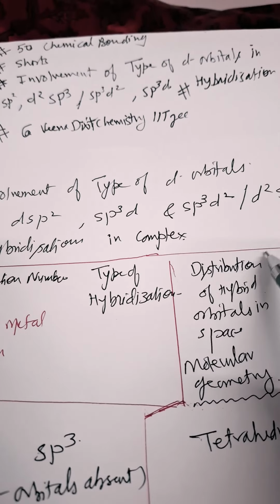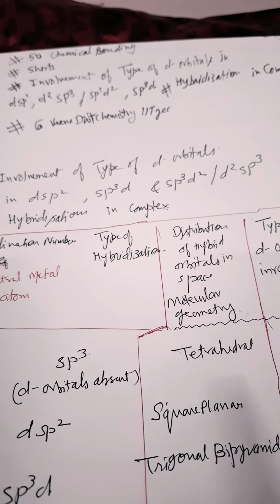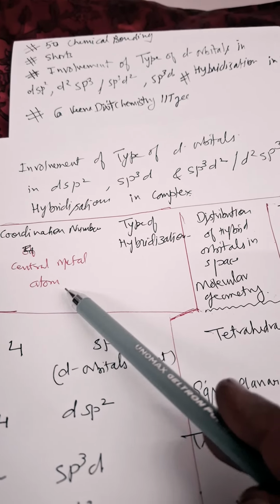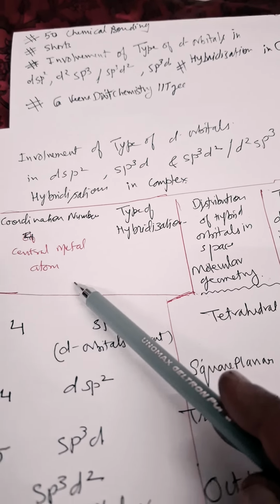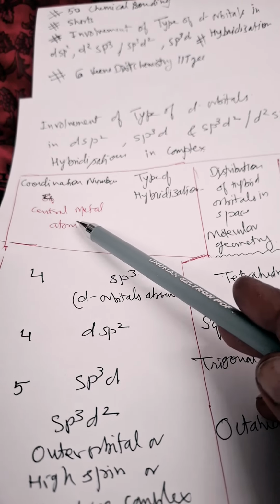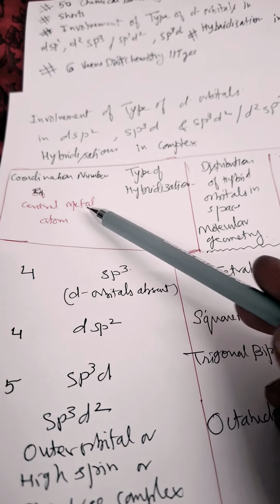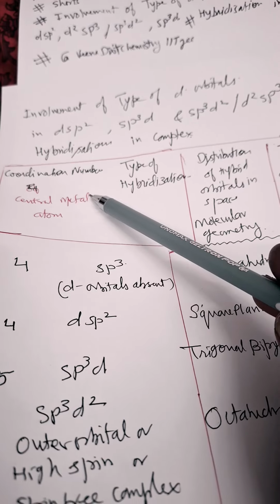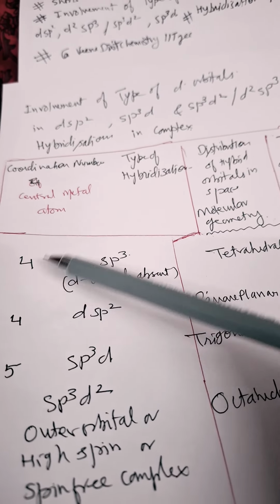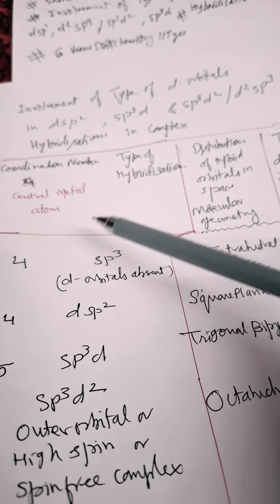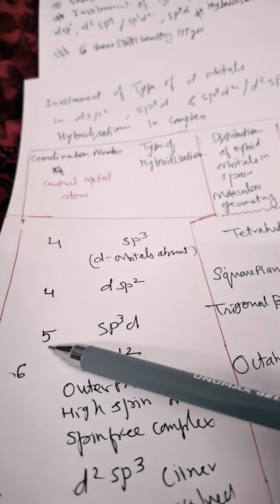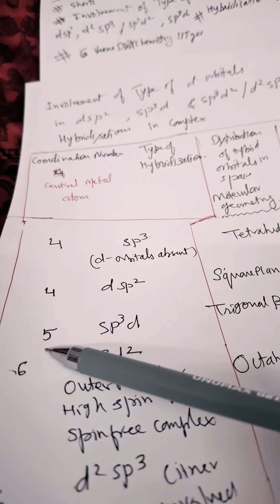Involvement of the type of d orbital I have written in tabulated form so that it will be very easy for you. Here I have written the coordination number of the central metal atom of the complex. This is for the hybridization of complexes. We discuss how many surrounding atoms there are; that is called the coordination number. If 4 ligands are around the central metal atom, we call it coordination number 4. Like that, if 5 atoms are around the central metal, we call it coordination number 5, and so on.